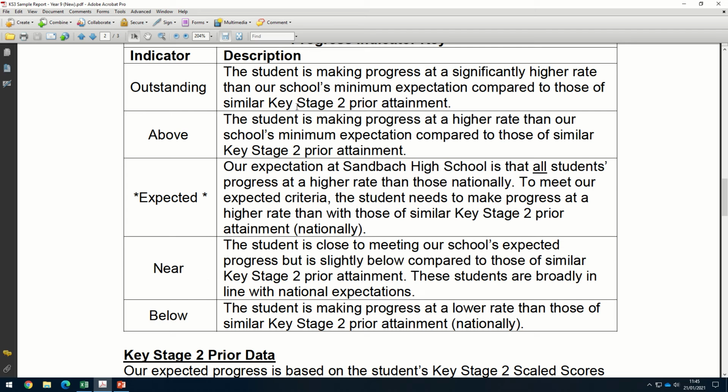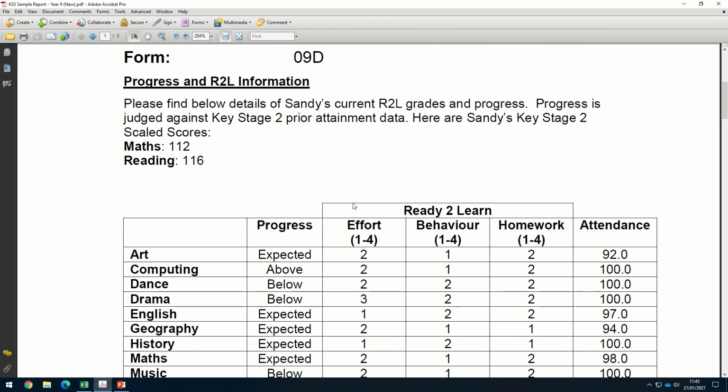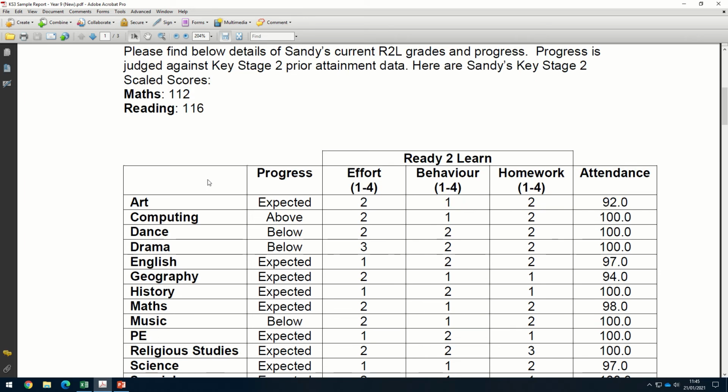And what you can see there is a description for each of the other criteria. One thing to note is with students who have high scaled scores, we are expecting these students to achieve the top grades when they get through to GCSE, to the end of Key Stage 4. So it's highly likely that they will get expected. It's unlikely that they will get many above or outstanding progress because we're expecting those to achieve those top grades.